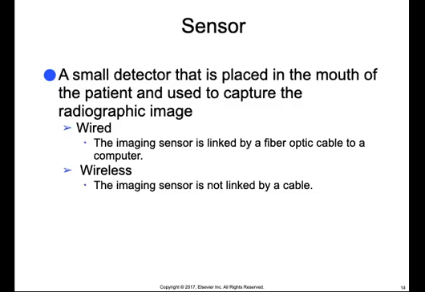A sensor is a small detector that is placed in the mouth of the patient and used to capture the radiographic image. They can either be wired or wireless. In a wired case, the imaging sensor is linked by a fiber optic cable to a computer. In a wireless sensor, the imaging sensor is not linked by a cable and is usually connected by some type of wireless source like Bluetooth or Wi-Fi. Most manufacturers produce sensors similar in dimension and size to intraoral films, such as size 0, 1, 2, and size 4.